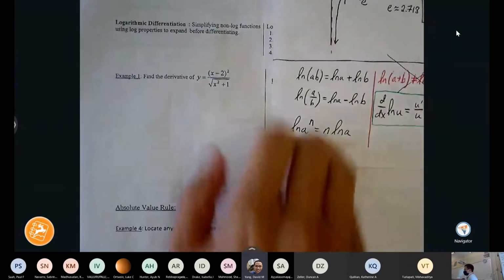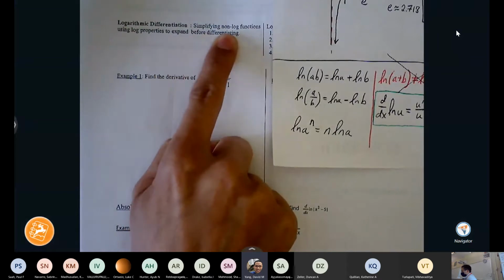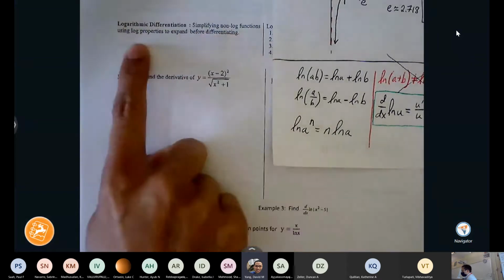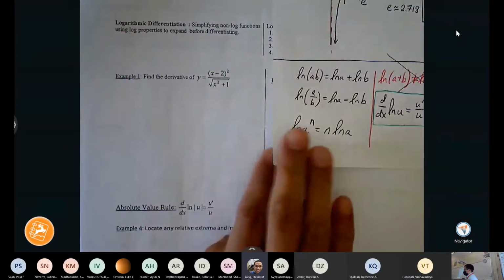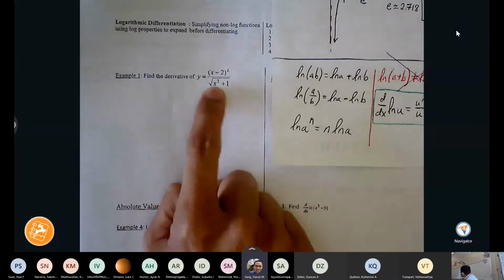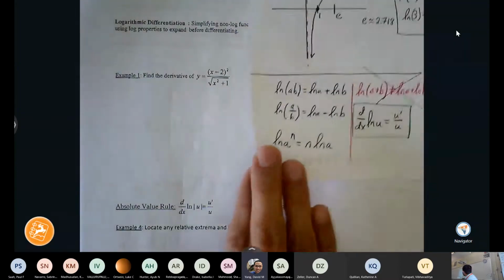So today, with log differentiation, it's the idea of taking a non-log function and applying log properties so that we can expand before differentiating. So what we're going to do is introduce natural logs into the problem so that we can take advantage of log properties. Okay, so that's going to be the goal that we're going to apply.